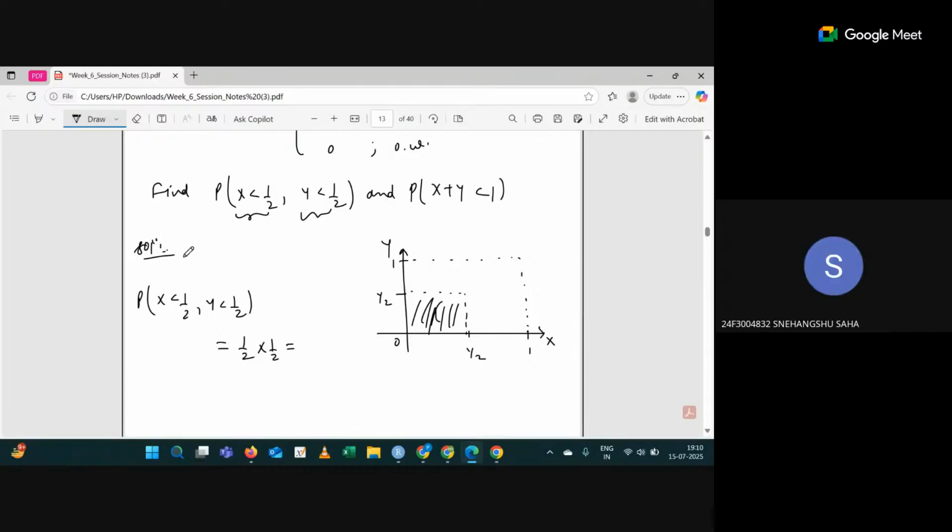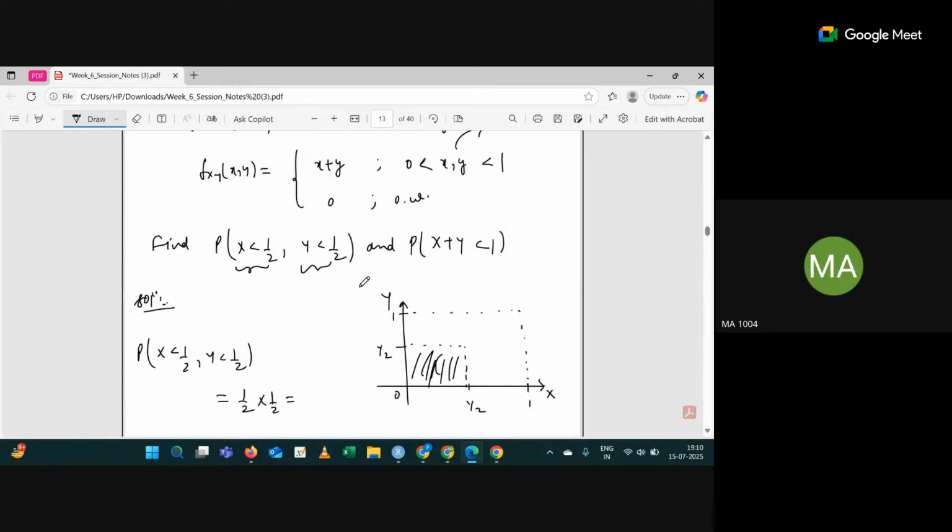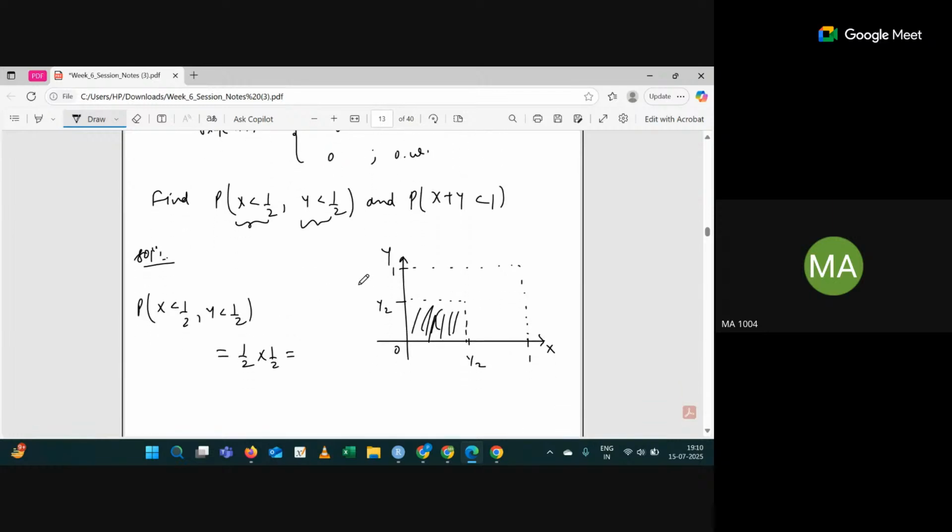Should I do this 1 by 2 into 1 by 2 or something else? That is x plus y is equal to 1. Should I do 1 by 2 into 1 by 2 or not? Should I start with the integration part? Just think a bit. Sir, we'll integrate. We have to draw maybe the x plus y equals 1 line. So it's easier. No, this is the second question. I'm first calculating this part.